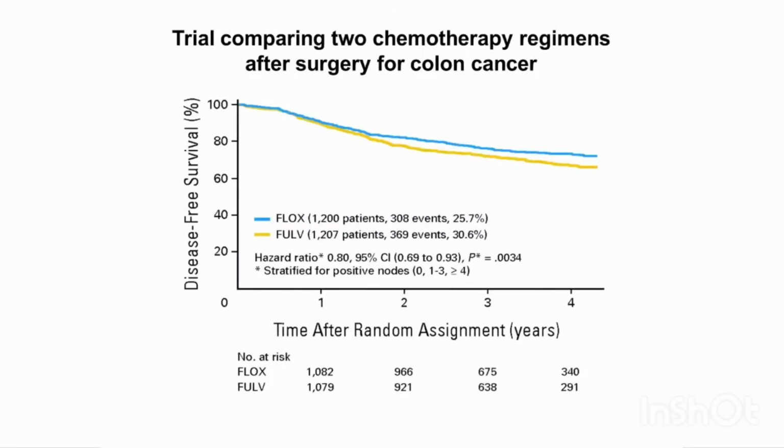This is the result of a clinical trial comparing two chemotherapy regimens after surgery for colon cancer. And the two regimens are given here by the gold and blue lines. One is the control arm, 5-FU plus leucovorin, and the other is the experimental arm, which is 5-FU plus leucovorin plus the experimental drug, oxaliplatin.